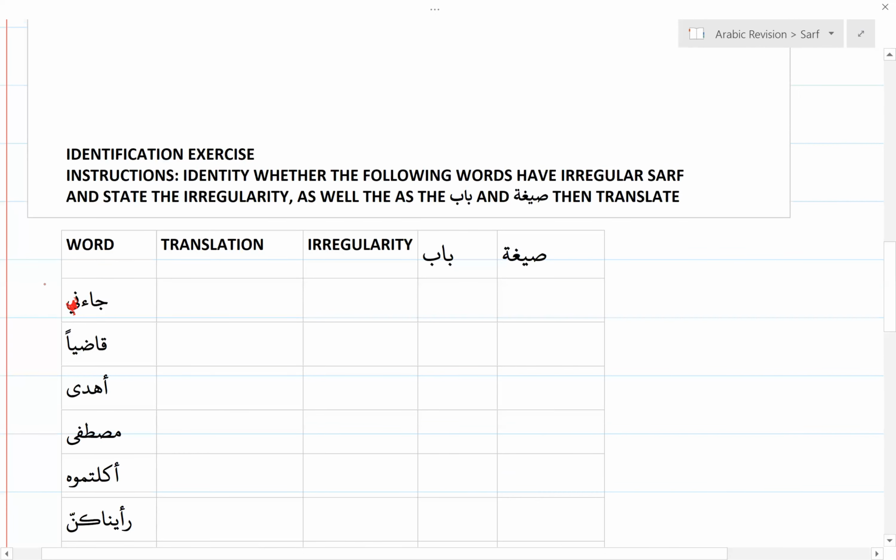So ni attaches to fi'ls, and ya attaches to ism, so kitabi, for example, my book. You have the attachment for ana as ya. And then when it's a fi'l, it's ni, ja'ani. Okay, so we're going to get rid of this ni at the end, and we have ja'a. Then we ask ourselves, is the fa letter hamza, waw, or a ya? Nope. Okay, so that can't be it. So we go to the next.